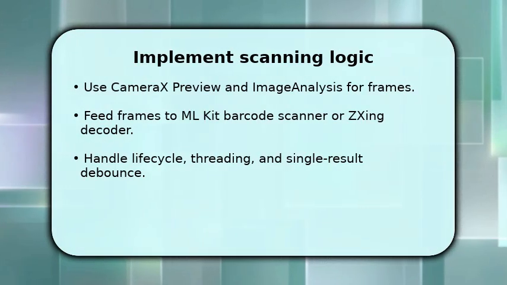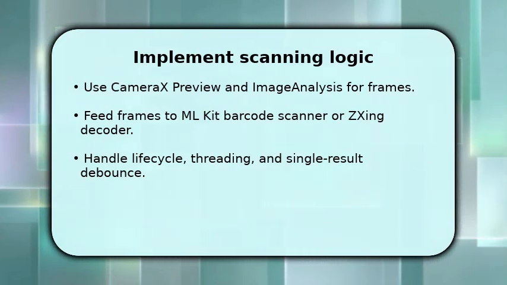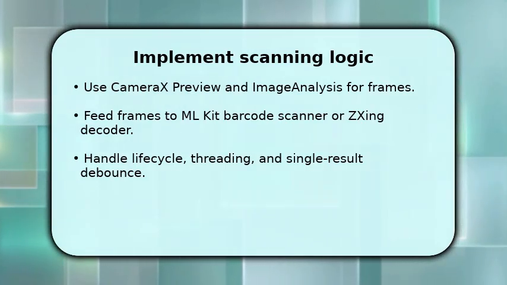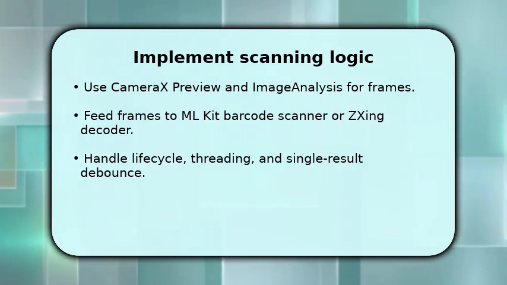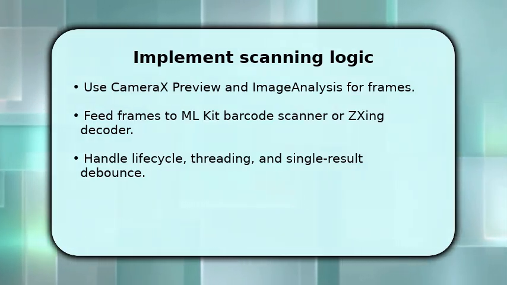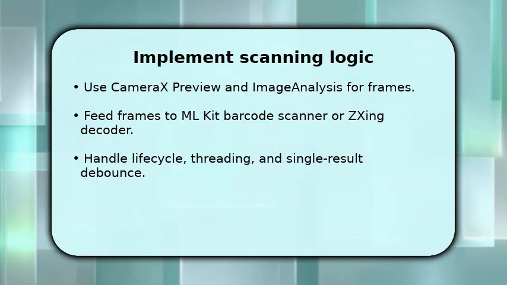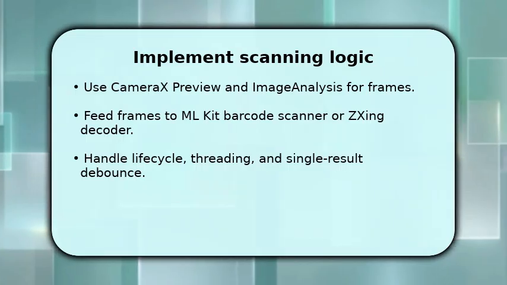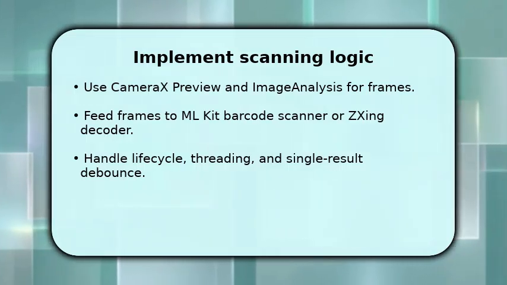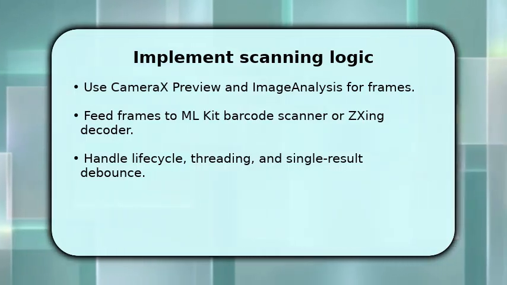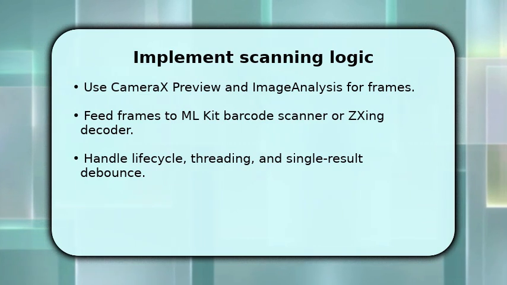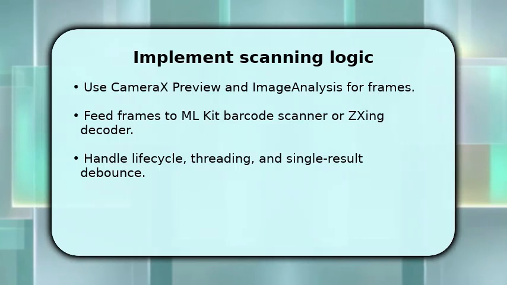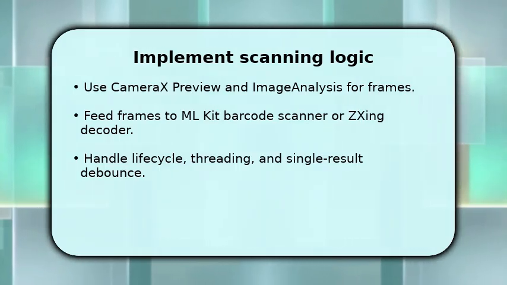You will implement CameraX, bind preview and image analysis to the lifecycle, and set a proper resolution. This gives stable frames. Next, pass each frame to MLKit's barcode scanner or ZXing on a background thread and parse the QR payload. Do not block the UI thread. Once a code is detected, debounce duplicates and update the UI on the main thread. Make sure to translate coordinates if you overlay boxes, and handle permission denial gracefully so the scanner fails softly and instructs the user what to enable.